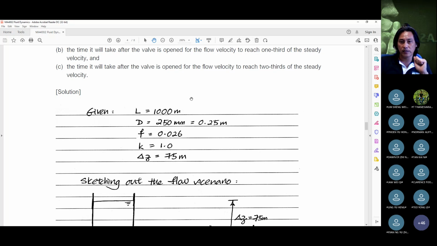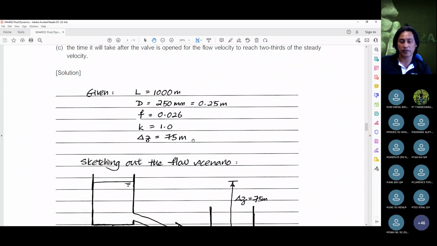Again, let's note what we have. The length of the pipe is 1,000 meters. The diameter of the pipe is 0.25 meters. The friction factor is 0.026. That's for the pipeline. Minor loss is 1.0. Delta Z is 75 meters.